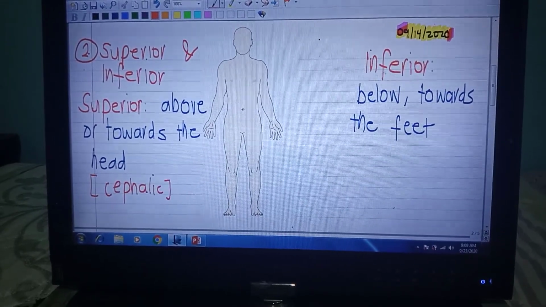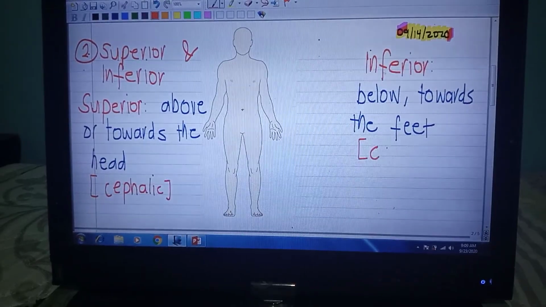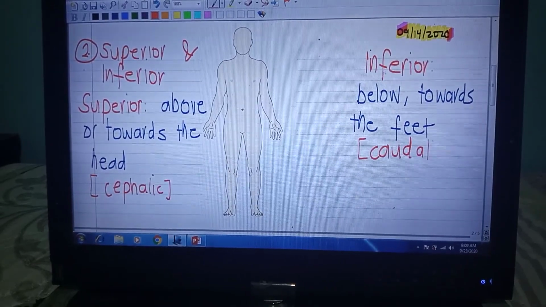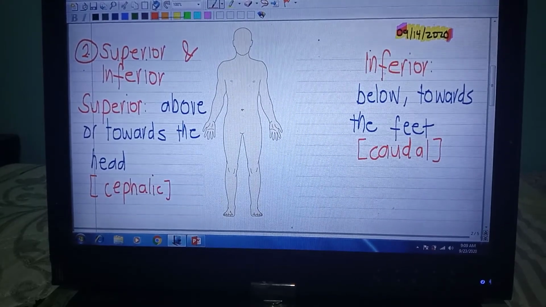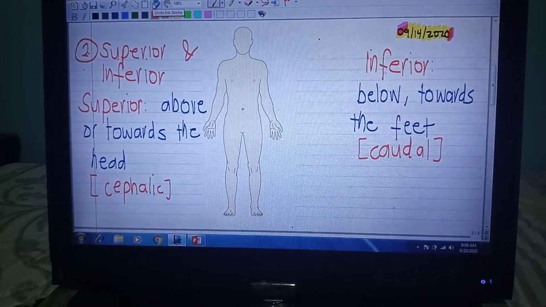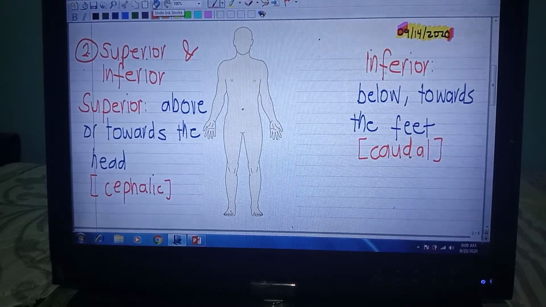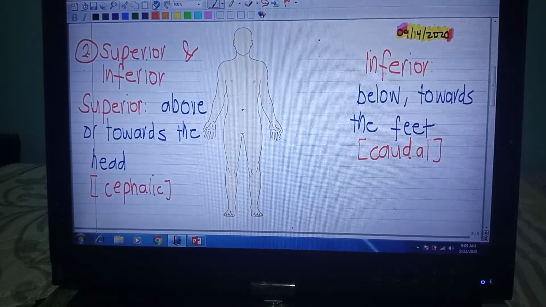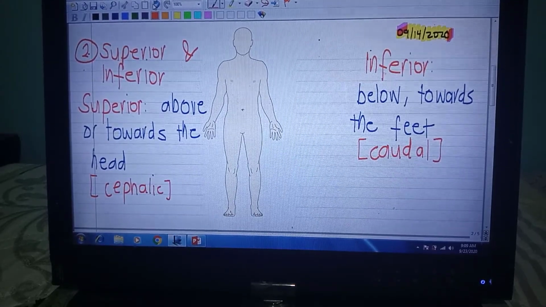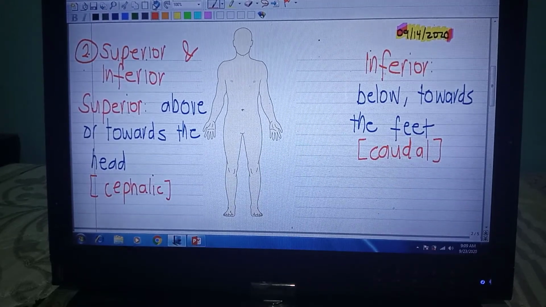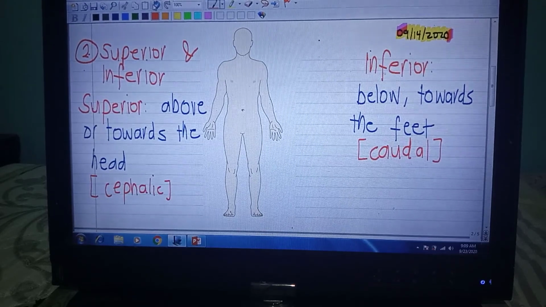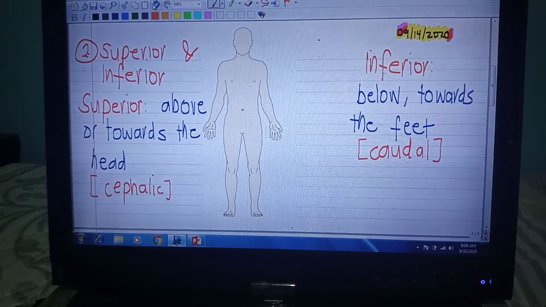Pag inferior, caudal. Kaya guys, when you do your nursing assessment sa patient natin, may makikita ka doon minsan sa chart ng patient nyo. Just as what you should know, just an information, may nakalagay doon na cephalocaudal assessment. Ibig sabihin, cephalo means head, caudal means inferior. Pag sinabi mong cephalocaudal assessment, yung assessment ng nurse is from head to toe.